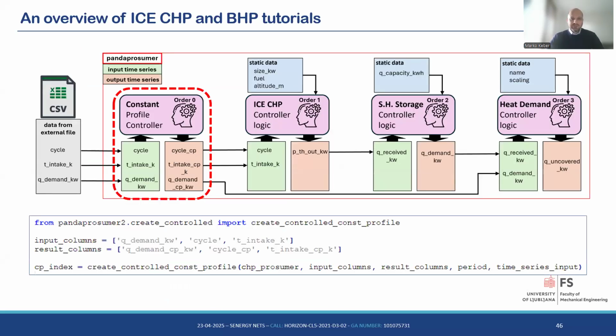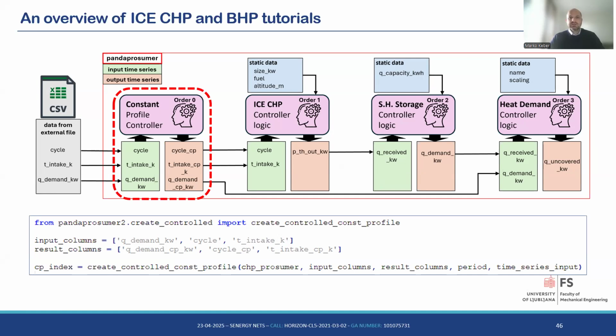Now, when we're building a Panda prosumer case or an example, Pratikshya mentioned that the constant profile controller is, I would say, the main element which in a way controls everything. So it reads the data from an external file as an input time series, and then distributes this information to all the other elements that need it.